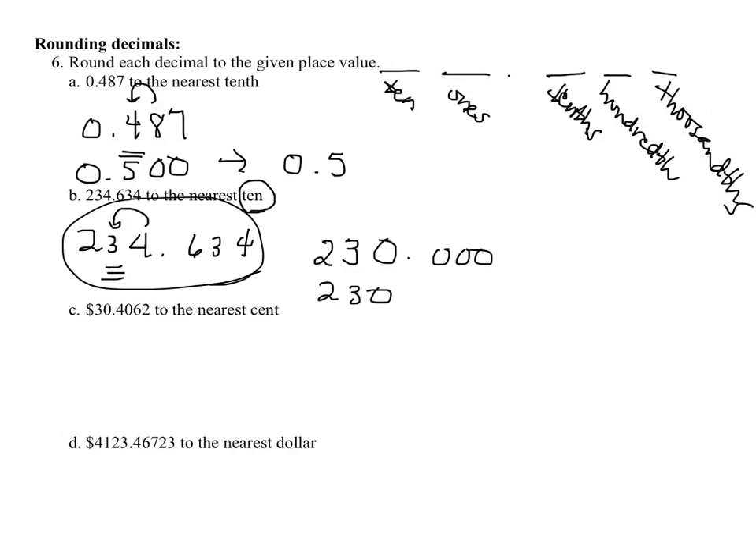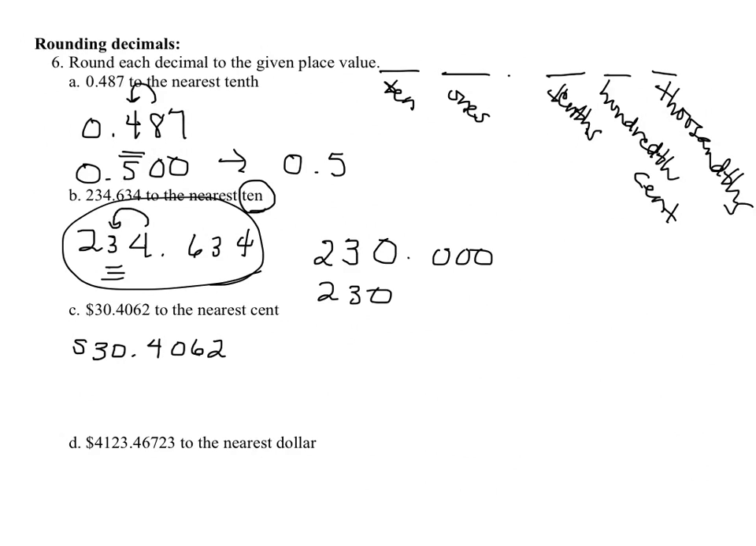C, we have a dollar value, and we want to round to the nearest cent. Cent is always in the hundredths place. That's your cent. So I'm really rounding to 2 decimal places. So $30 and 4,062 ten thousandths, which is kind of weird.